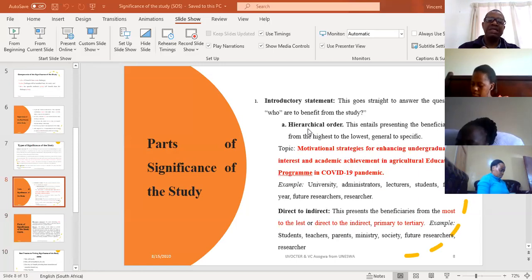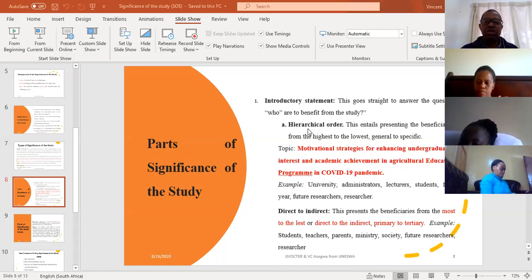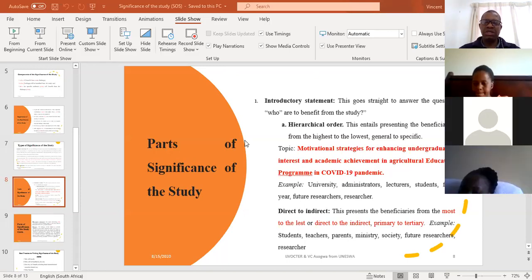This goes straight to answer the question, who are the beneficiaries of the study? You don't need to bring out all those people that will benefit directly or indirectly, you just use one sentence. If you are writing a thesis or a dissertation, you just use one sentence and say, this study will be beneficial to, and you mention those people specifically. You mention them one by one. There is not too much wording about it.